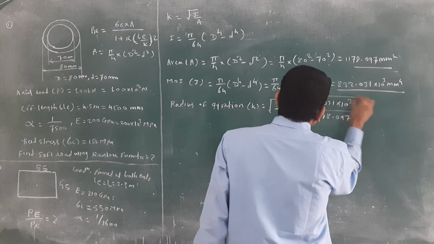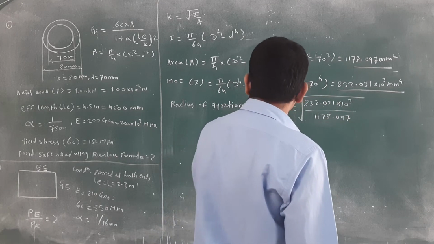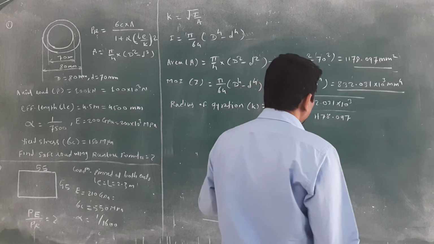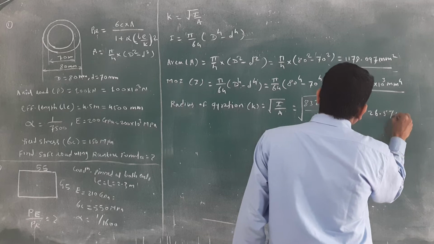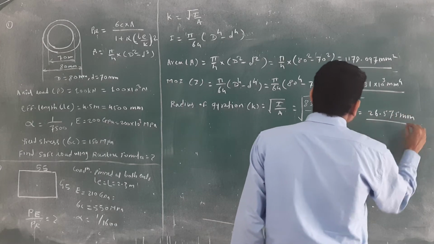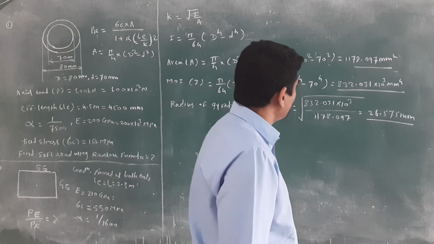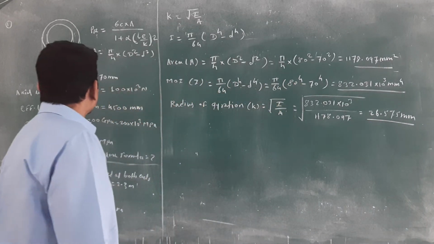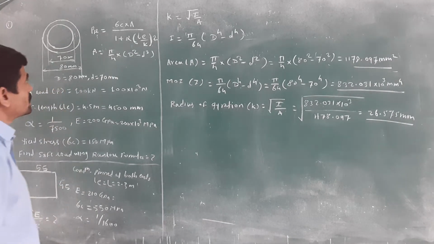Root of this value 1178.097. And if you calculate that, the radius of gyration K is equal to 26.575 mm. Okay, check this value in the above calculation, you will get 26.575. Very simple. This type of numerical you will be asked for 6 marks.